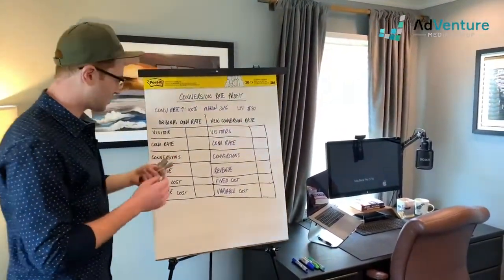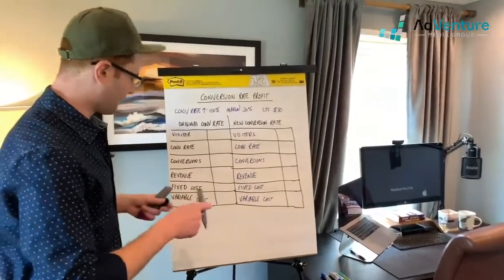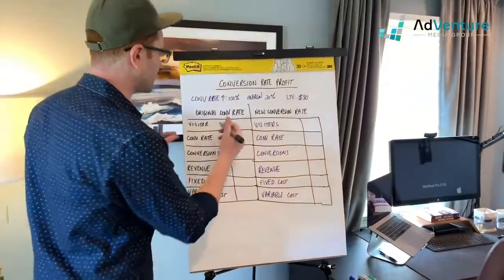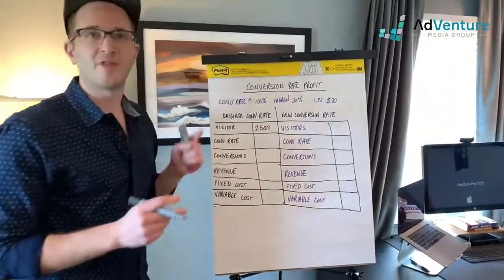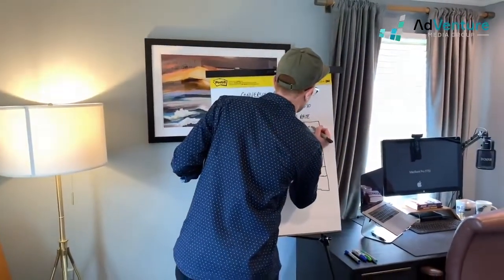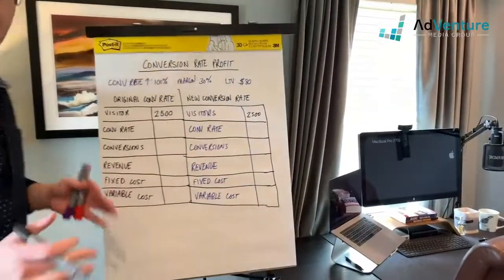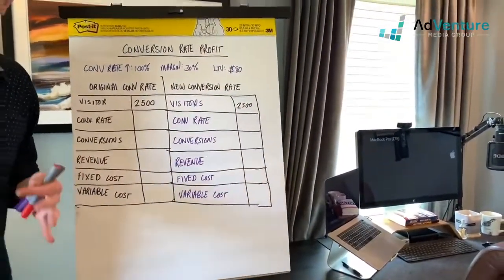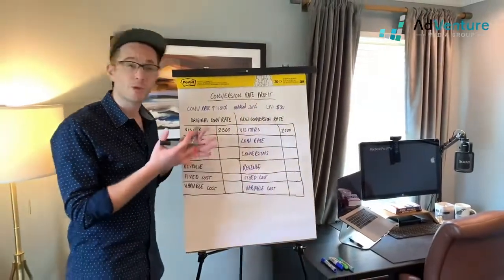So now let's put in some actual numbers here. Say we're going to make an example of 2,500 visitors. The thing to really understand is visitors stay the same, okay? Visitors stay the same in this example because we're not buying more clicks. I'm going to teach you how to make more money from your website without actually paying for more traffic. That's what's so beautiful about this, right?